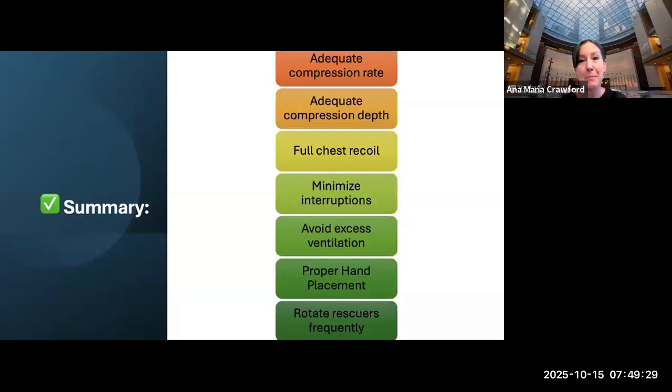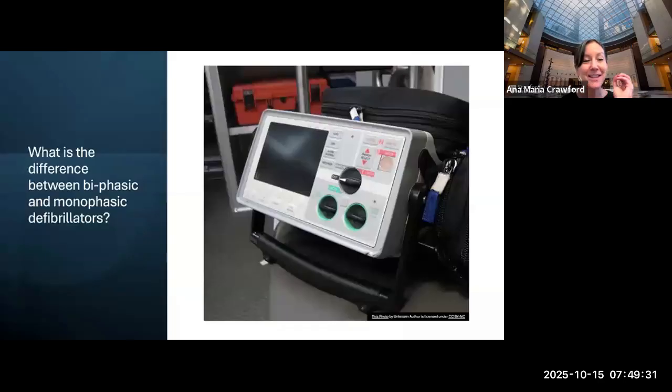So I'm going to keep pushing on you, Dr. Tett. This next question I think is so important, not just for folks who work in resource limited settings, but for those of us who work in multiple different settings. You may be called to cardiac arrest and have to use a defibrillator, and they might be different than what you're used to seeing in other places. So the next question is, what is the difference between a biphasic and a monophasic defibrillator?